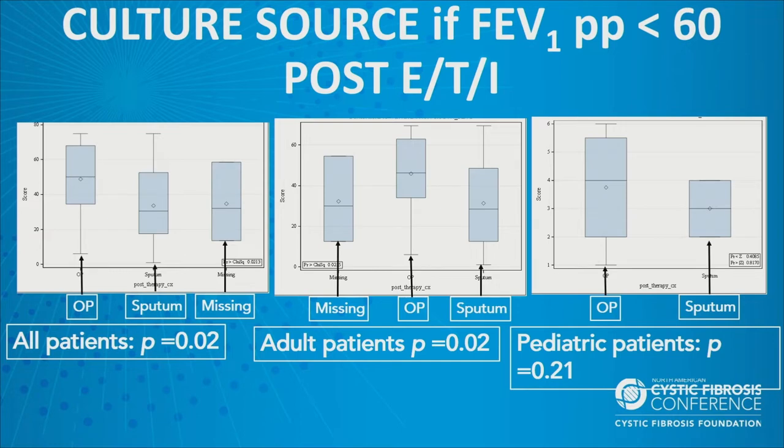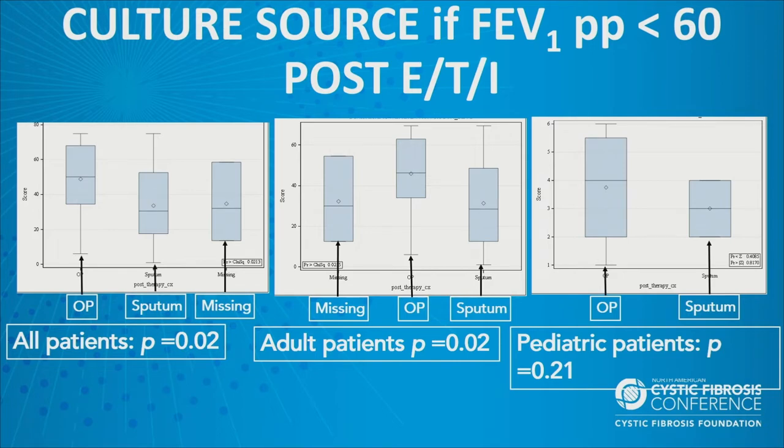Of note, for the entire data set, there were a lot of missing data, and the same for the adult patients. Adult patients with an FEV1 percentage predicted were more likely to have a respiratory culture from an oropharyngeal swab than sputum, but not so on the pediatric side. So with this finding, we asked, do we have to look at even lower lung function?